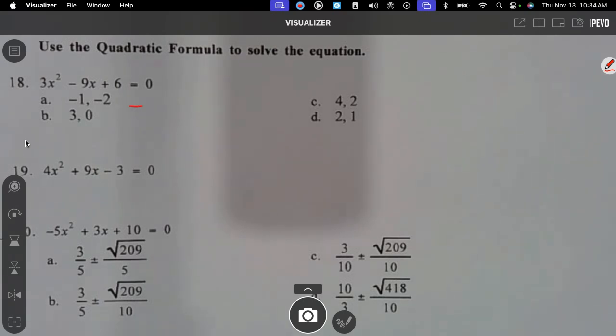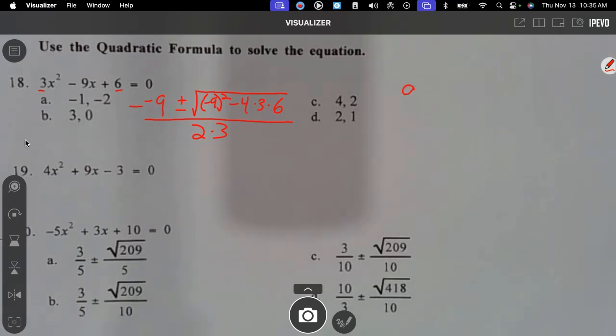It's negative b. What's b? Negative 9. I'll fix that in just a minute. Plus or minus the square root of b squared. Negative 9 in parentheses. And you put it in parentheses. Very good. Minus 4 times a, which is 3, times c, which is 6, all over 2 times a. There you go. Now we slowly simplify it. What is negative 9? Positive 9.